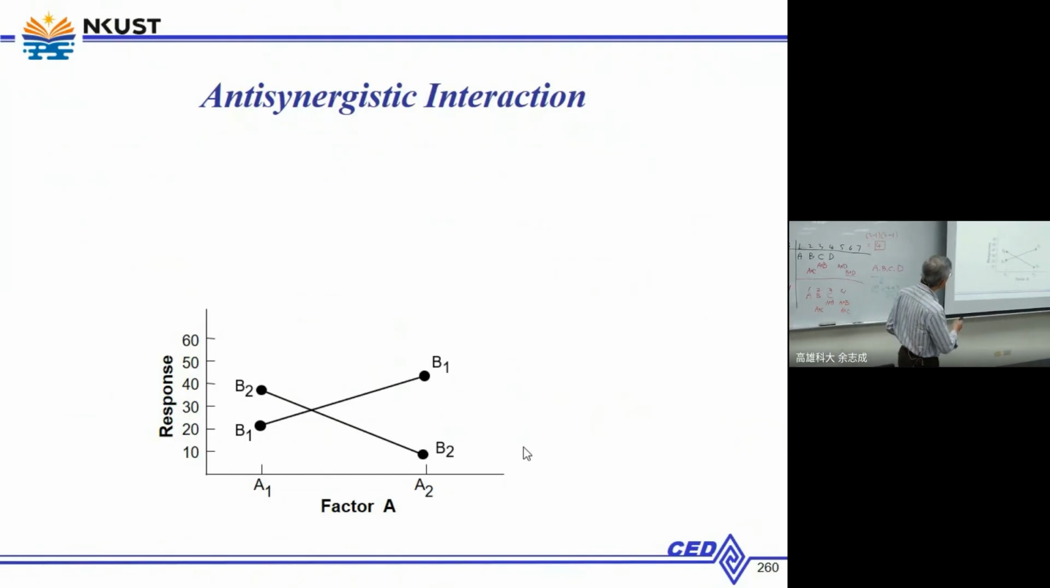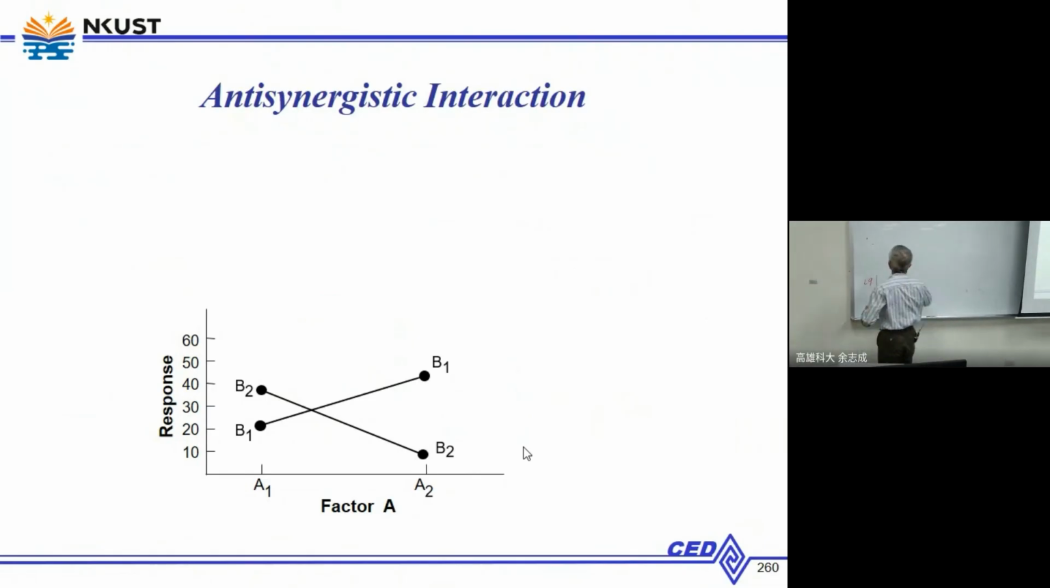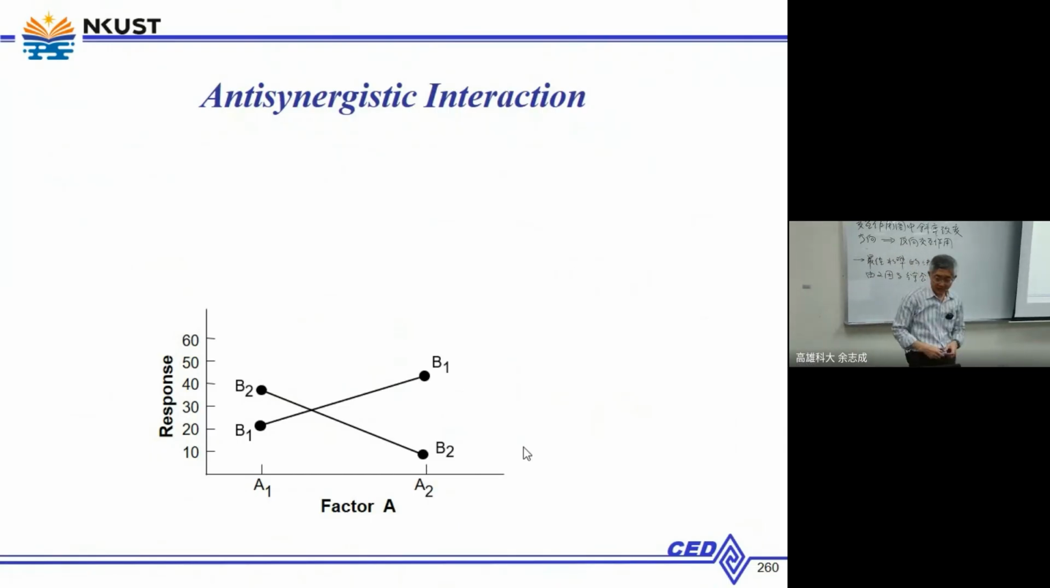In this case, we call this anti-synergistic. So in the interaction plot, we will say that they have anti-synergistic. When they have anti-synergistic, you conclude that the selection of the optimum level needs to consider these two interaction factors simultaneously. Why did I say that?